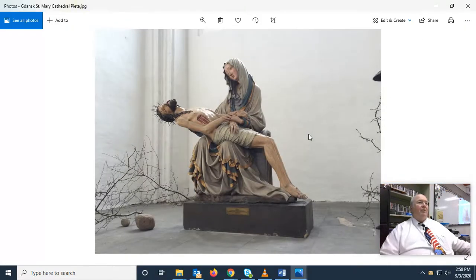I took this photo when I was in Gdansk, Poland. This is another Pietà. This church in Gdansk, Poland was actually quite interesting. The church was easily 400, 500 years old. Giant brick cathedral. It was the tallest building in Gdansk. I actually went to the top of the building, could see out to the Baltic Sea. And this statue, if you notice, the walls are white.